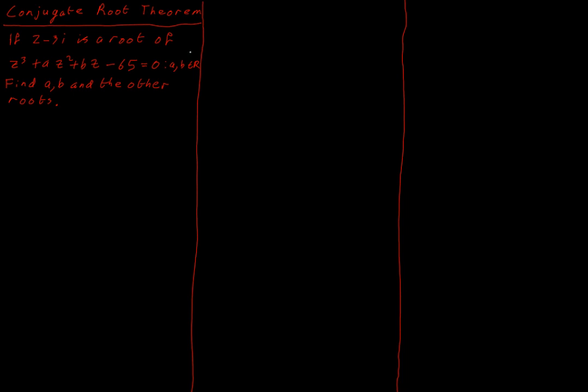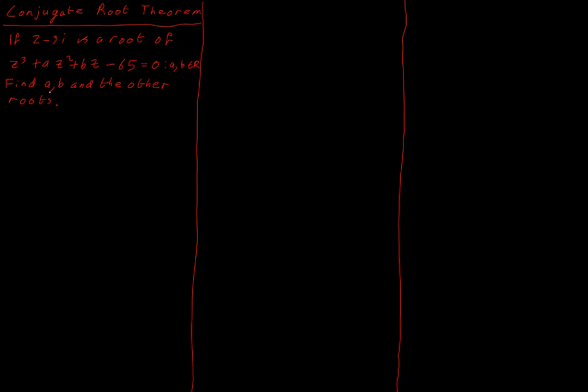Hello, continuing with our work on the conjugate root theorem, we have this question here. If 2 minus 3i is a root of this, where a and b are real, find a and b and the other roots. The key fact that I see here is that a and b are real, and the coefficients that are given to us directly are also real.